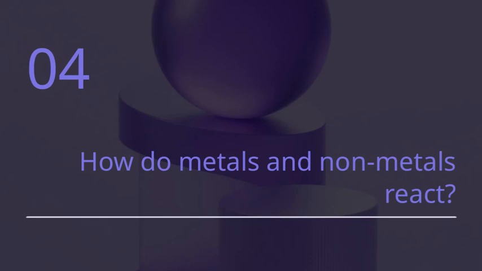So now let's talk about how metals and nonmetals react. Metals tend to lose electrons when they react, which means they form positive ions, or cations. This is because they have relatively low ionization energies, making it easier for them to give up electrons. On the other hand, nonmetals usually gain electrons during reactions, forming negative ions or anions since they have higher electronegativities. This difference in behavior is fundamental to understanding chemical reactions.